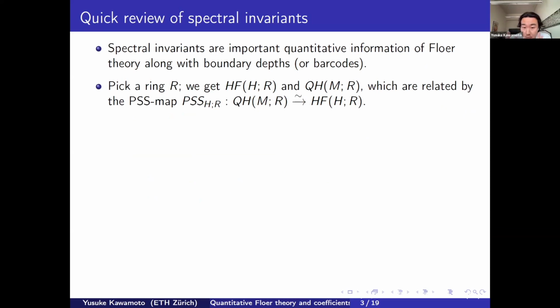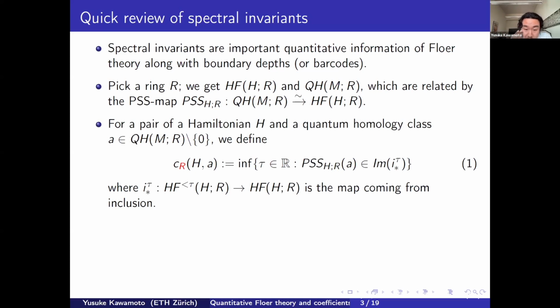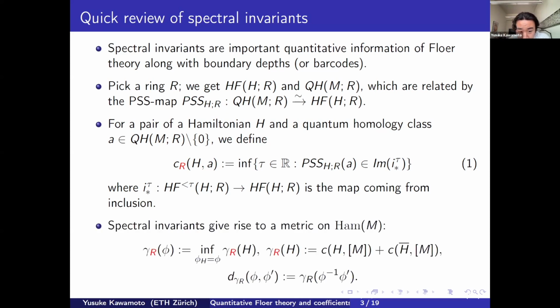First of all, you have this isomorphism between the quantum homology and Floer homology, given a Hamiltonian H, and I emphasize the choice of the ring R in the notation. And the spectral invariant is defined for a pair of a Hamiltonian H and a quantum homology class A, and basically it is the minimal action required to represent the Floer cycle corresponding to the class A that we chose. Once again, I put the ground ring right next to C in the notation to keep track of which ring we're using.